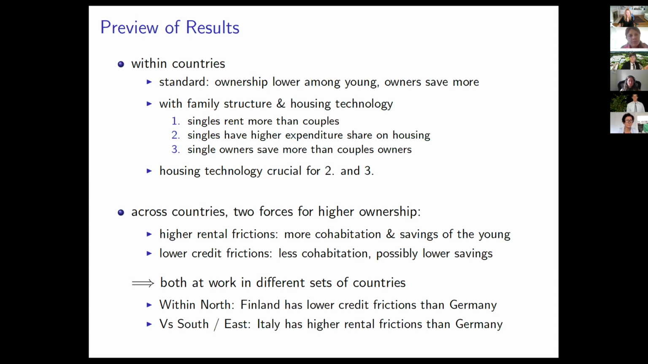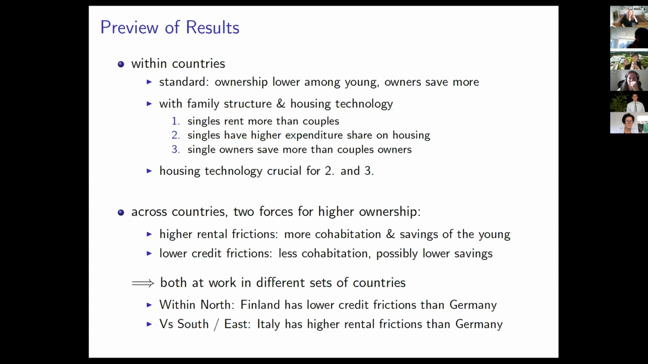When thinking about differences in ownership rates across countries, we then argue that there's 2 forces at play: frictions in rental markets and frictions in credit markets. While both of these frictions are going to affect ownership rates in a similar way, they have very different implications for cohabitations and savings. With higher frictions in rental markets, the ownership rate is higher, but because renting is more expensive, more children live with their parents. The young that nonetheless choose to move out are more likely to own and save for the down payment.